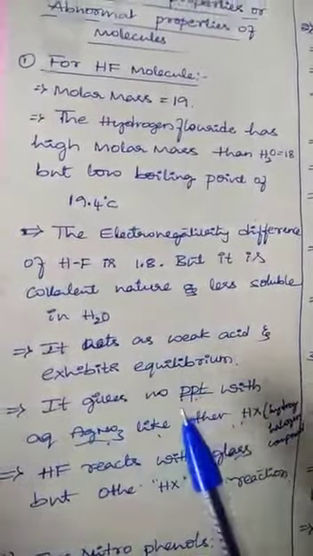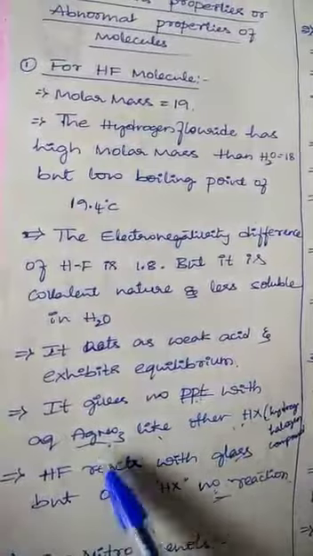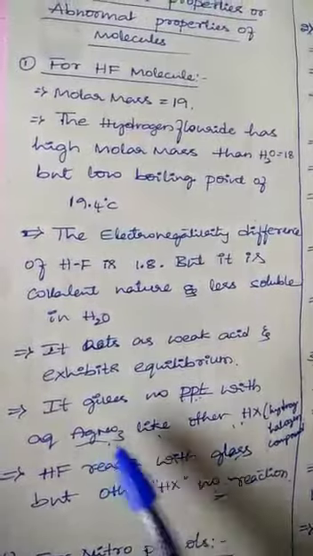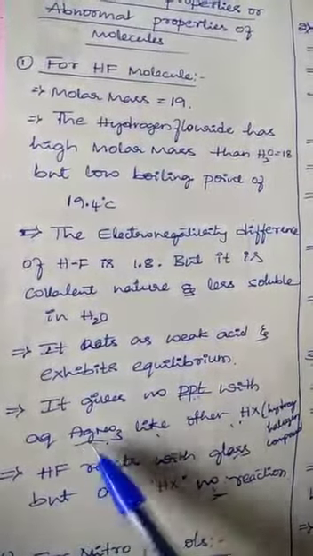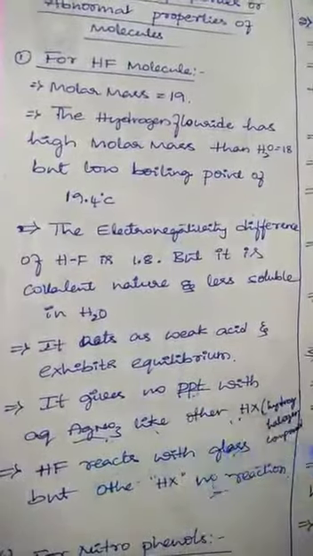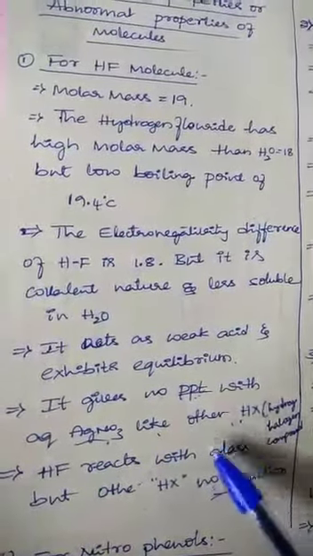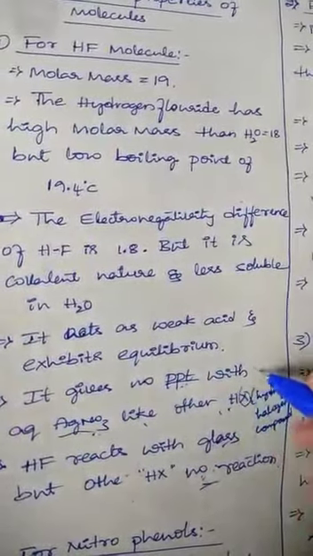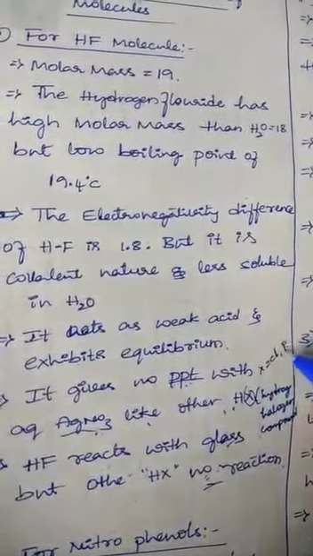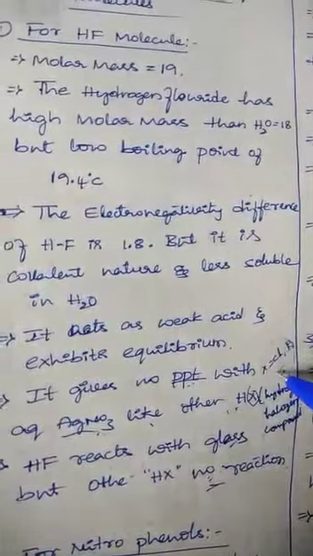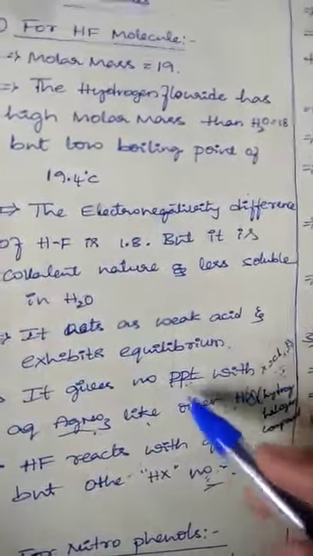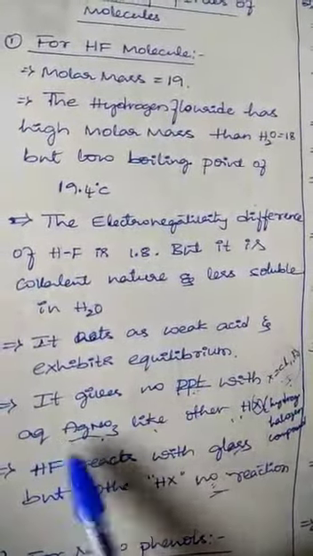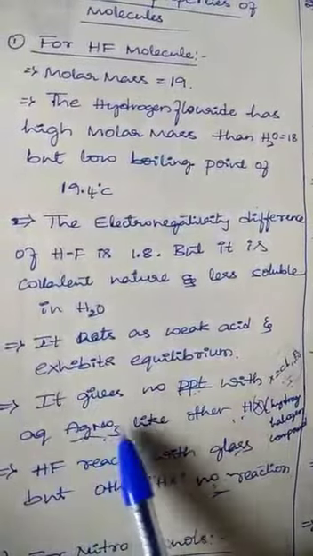Next point, it gives no precipitate with aqueous AgNO3. Aqueous AgNO3 means silver nitrate solution. When we add hydrogen fluoride to aqueous silver nitrate, it does not give a precipitate. But other hydrogen halogen compounds, HX where X is chloride, bromide or iodide, give a precipitate with silver nitrate solution, but hydrogen fluoride does not.